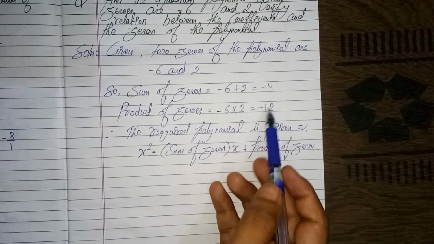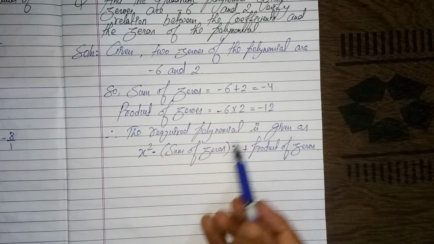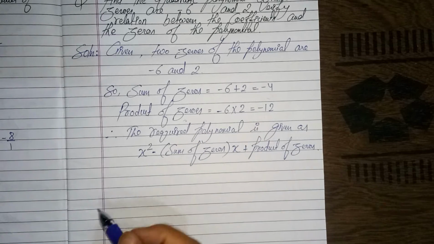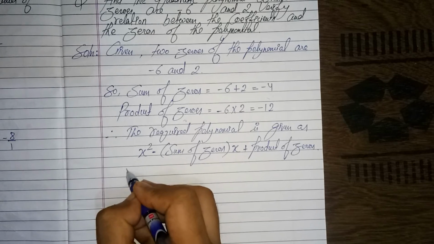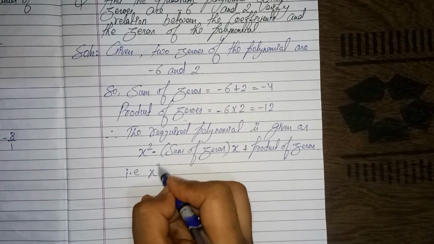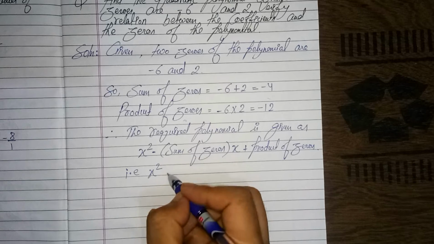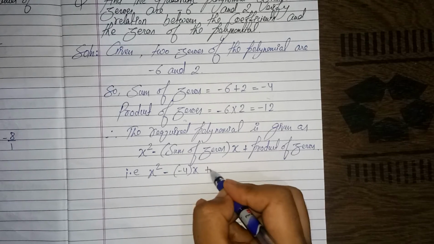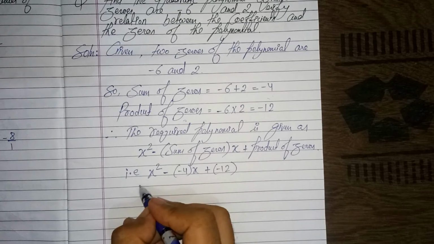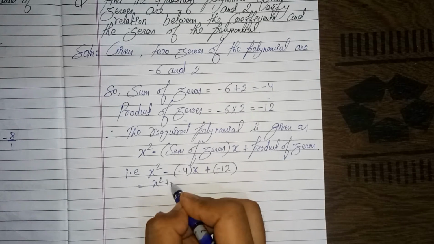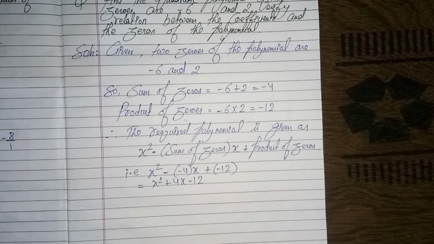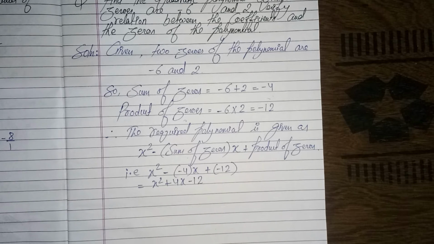zeros. Now what we have to do is simply put the values of sum of zeros, which is -4 over here, and then product of zeros, which is -12 over here. So implies, that is x square, so this is -4x, and this is plus -12, which is equals to x square plus 4x minus 12. So this is the required quadratic polynomial whose zeros is -6 and 2.